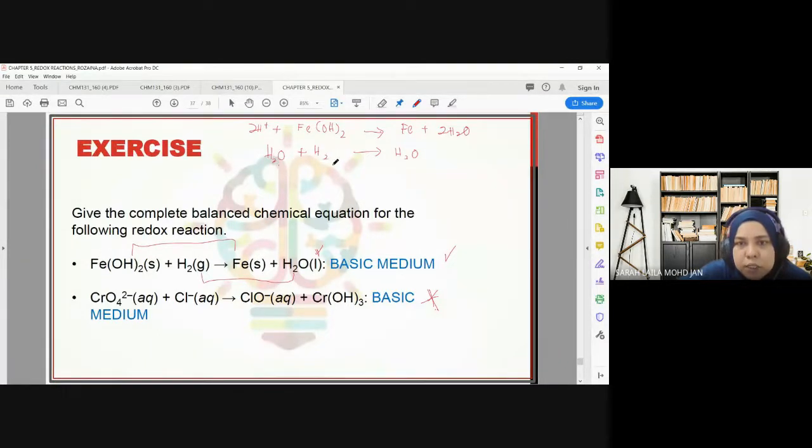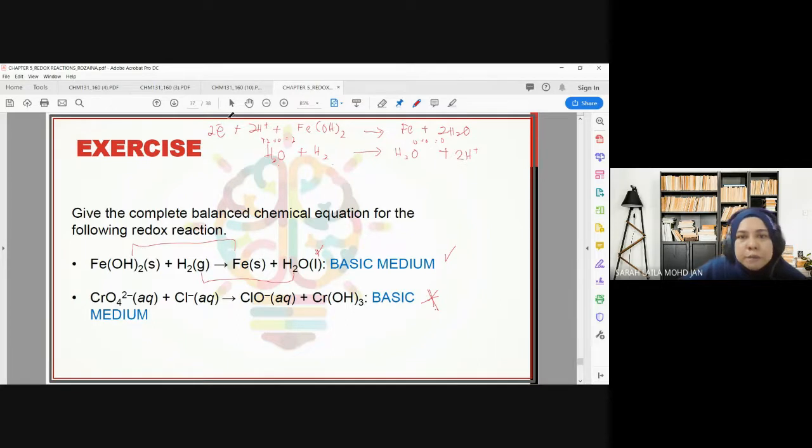So next, kira yang bawah ni pula. 2H tambah 2H, so 4H. Belah sini ada 2H, so you have to add 2H lah kat sini. 2H plus. Okay, next is check untuk tambah elektron. Check charge. So positif 2 tambah 0, 2. 0 tambah 0, 0. So 2, 0. So 2 ni lagi besar. So tambah kat sini. 2 tolak 2 dapat 0.